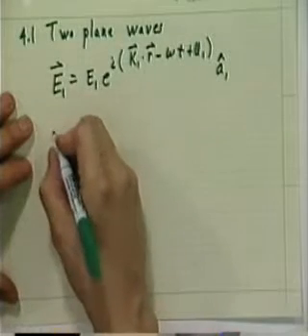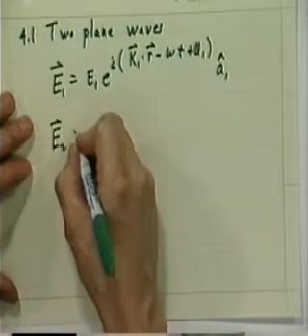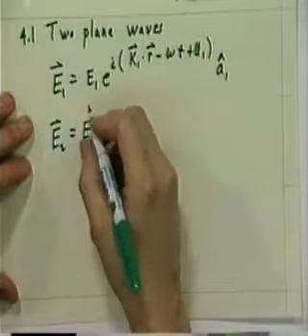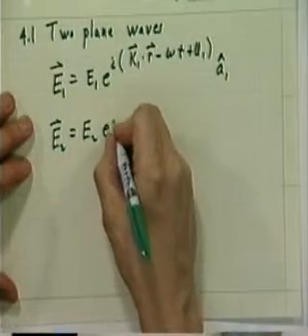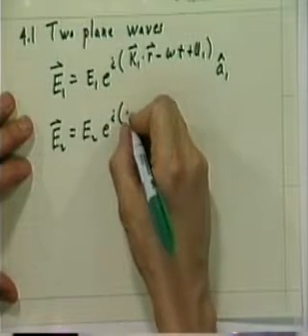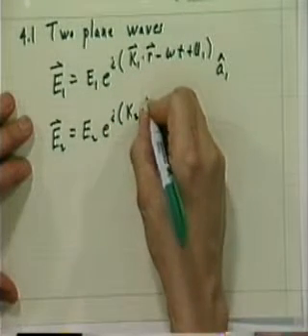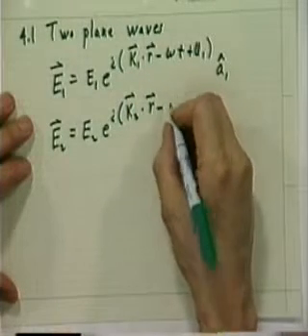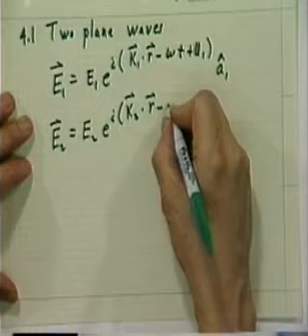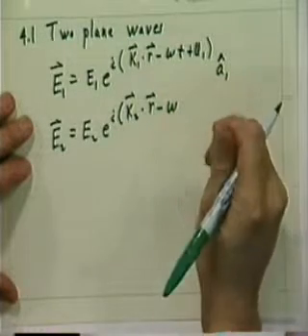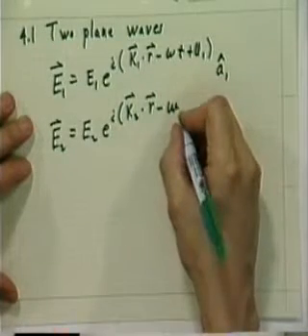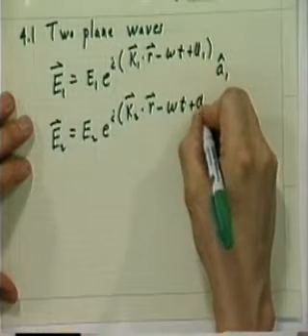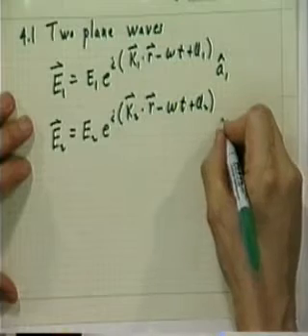The second plane wave has some different magnitude, E2, e to the i, k2 dot r. It's going to be going in a different direction. It's going to be the same frequency, though, to make life simple for us here, although we can comment on what happens if it's not the same frequency. So we'll make that omega t plus some phase phi 2, direction of a2.